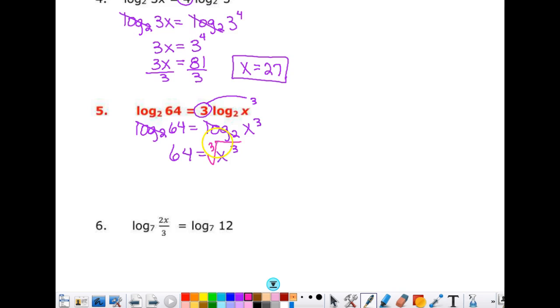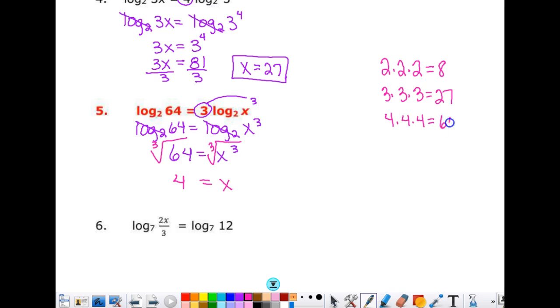So if I cube root this side, I'm going to cube root this side, right? So what's the cube root of 64? 4. You should be learning 2 times 2 times 2 is 8. 3 times 3 times 3 is 27. I've been saying this for several weeks now when it's come up. You should be learning 4 times 4 times 4 is 64. 5 times 5 times 5 is 125. That would be a very nice start. Make your math life easier. Okay, so x is 4.